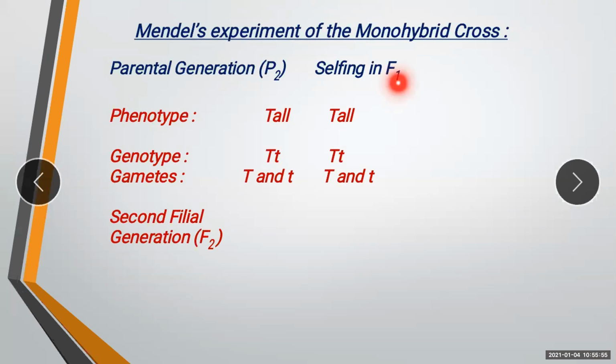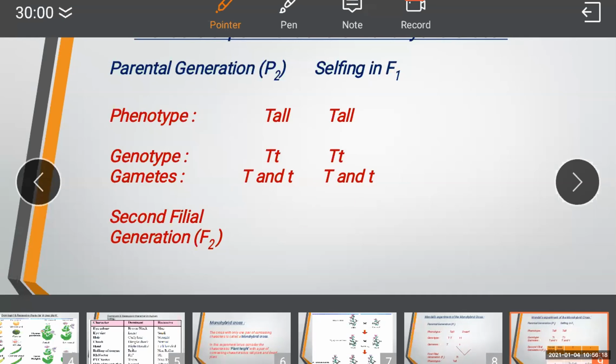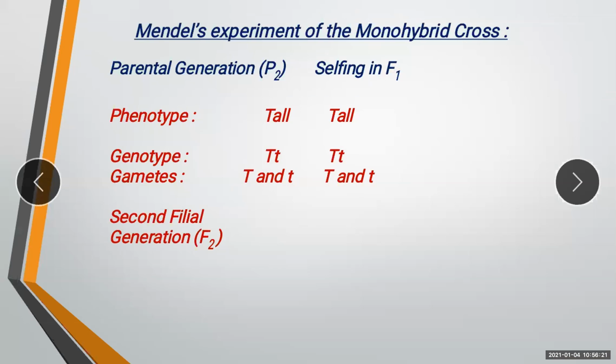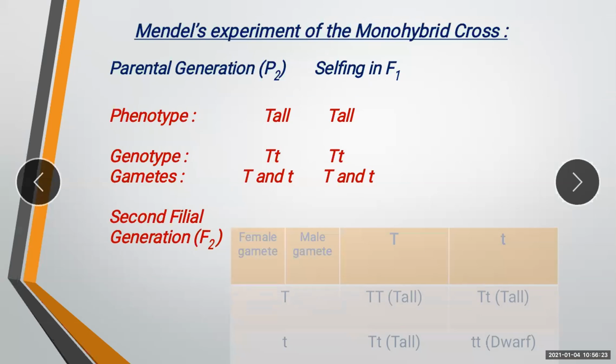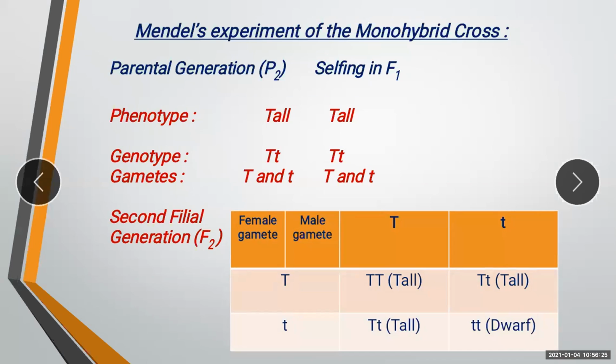In the parental generation, the genotype was capital T for dominant. But here, though the phenotype is tall, the genotype is capital T and small t. So the selfing was done between these tall plants. The genotypes are capital T, small t, and capital T, small t. So the gametes are capital T and small t, and capital T and small t. So this is the second filial generation.